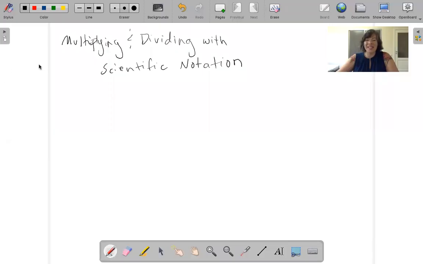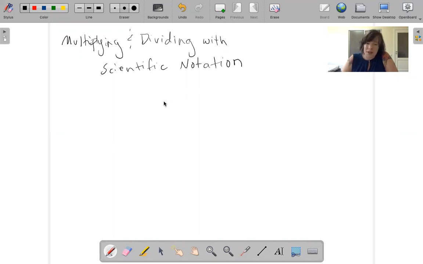Hello, my lovelies. Today we are going to do multiplying and dividing with scientific notation. It is so easy, you're not even going to believe it.